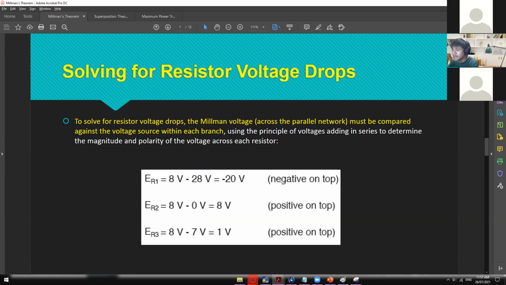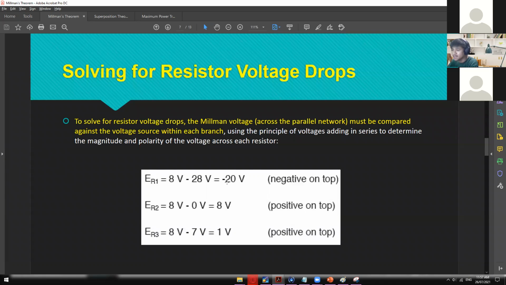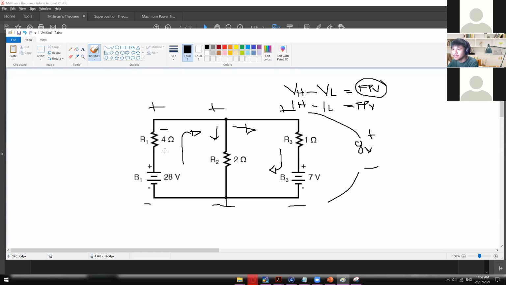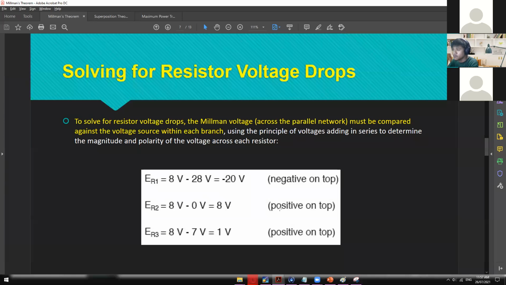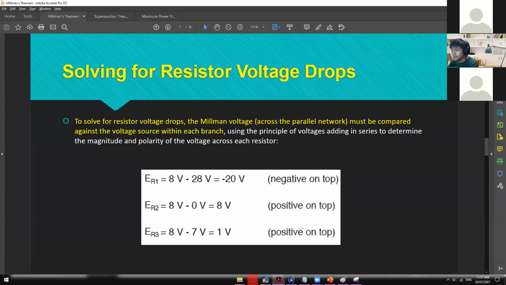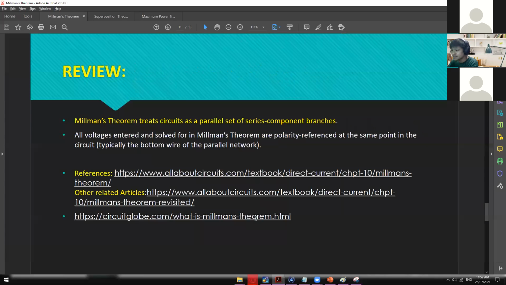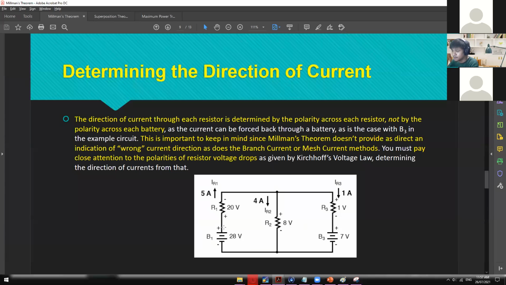So if it says here negative on top, then just put on the ER1 negative on top. So negative right here and then positive below, of course. For the ER2, we have positive on top, so just make this one positive and then make this one negative. And the last one, positive on top, then make this one positive and then negative right here, which will give us this kind of circuit right here.